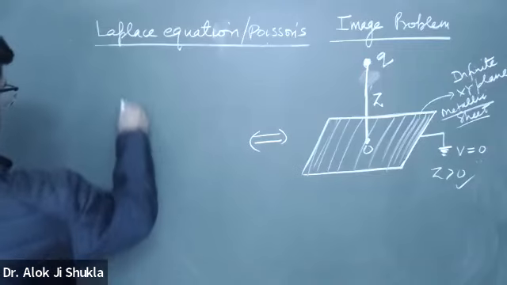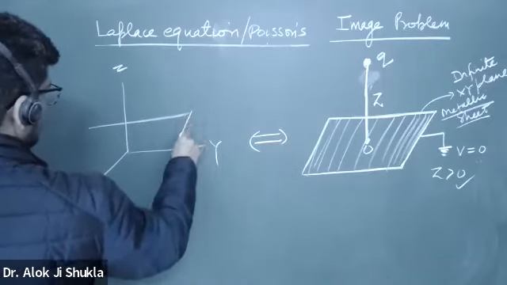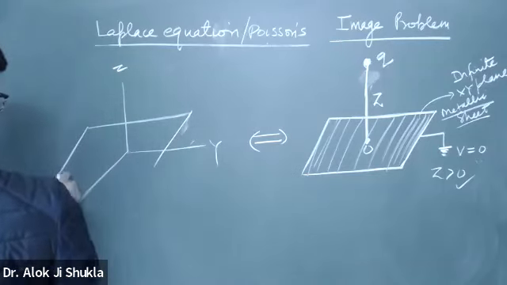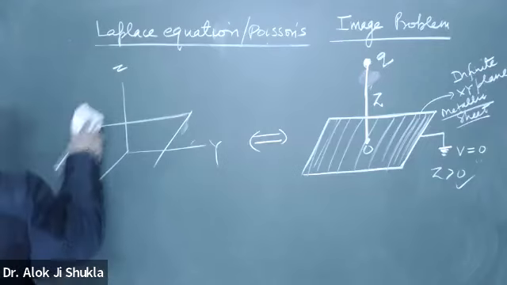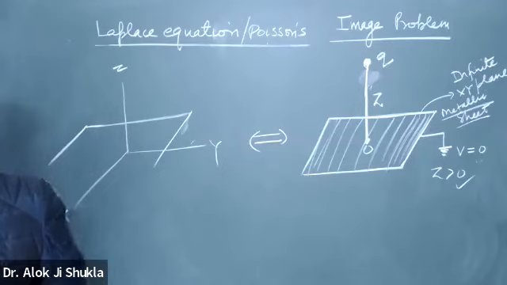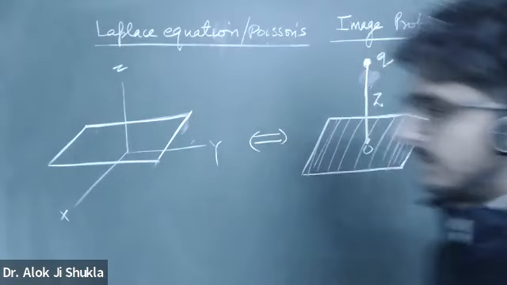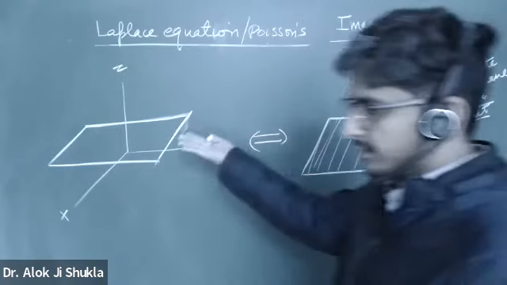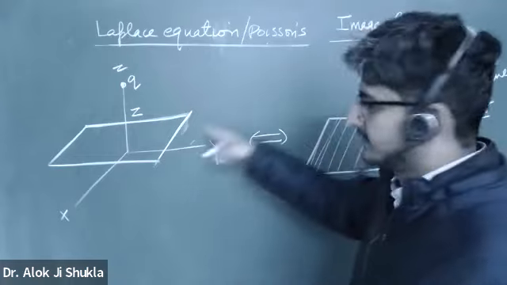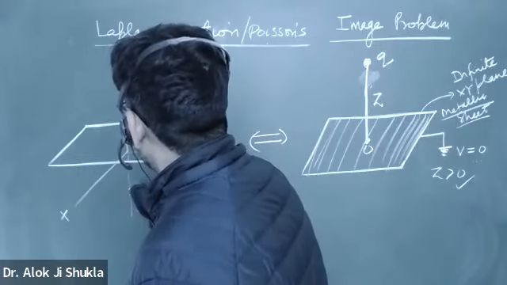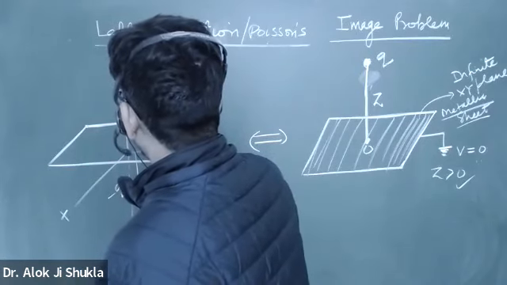ये XY जैसा लग नहीं रहा है, मुझे बनाना पड़ेगा. Suppose I draw like this. This is X, this is Y, this is Z, and this is the XY plane. This is the XY plane, okay? Same plane, parallel to XY. And I will put a charge Q here because I can't touch this. And I will put a minus Q charge here at the same distance. This distance is Z. This distance is again Z.